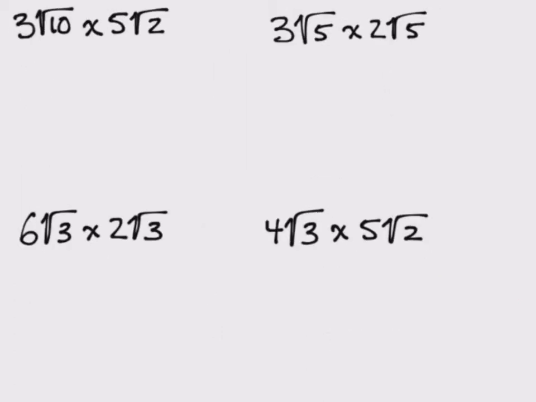All right, here's some multiplication problems in which we have integers and radicals all over the place. For instance, 3 times the square root of 10 multiplied by 5 times the square root of 2. Now, even though I may have said it out loud, it's really helpful to think about this problem in this way. What we really have on our hands is 3 times the square root of 10 times 5 times the square root of 2.